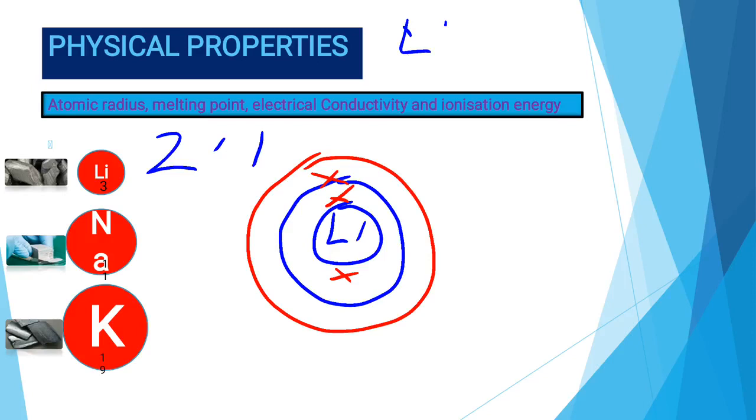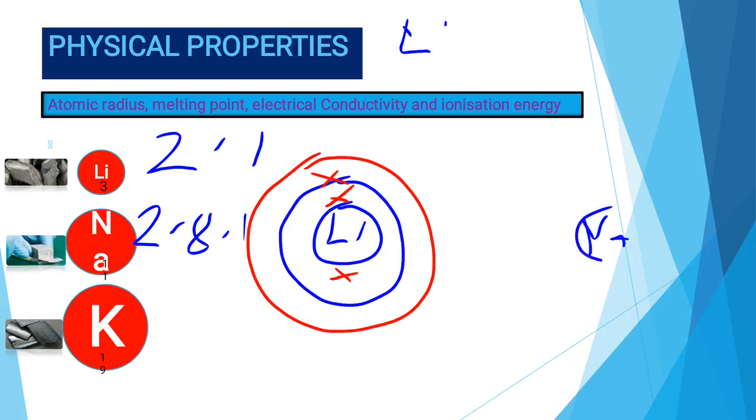Sodium, on the other hand, has an atomic number of 11. That means that the electron configuration of sodium is 2:8:1. If we were to draw now the atomic structure of sodium from this, we would draw it like this.